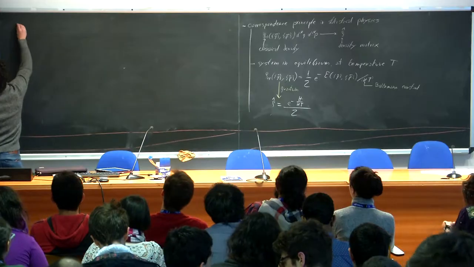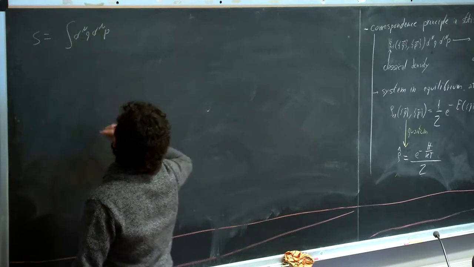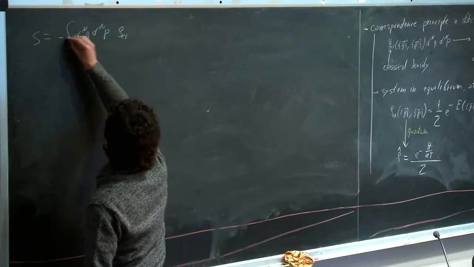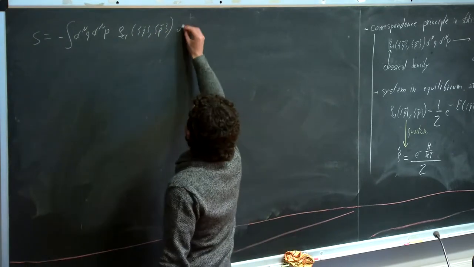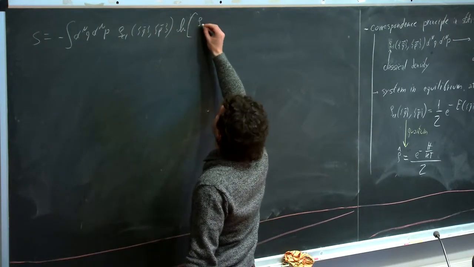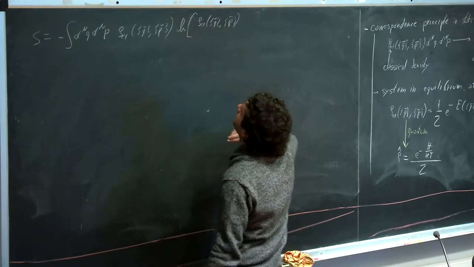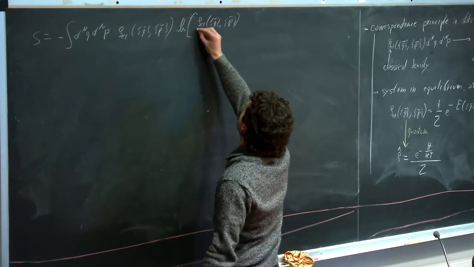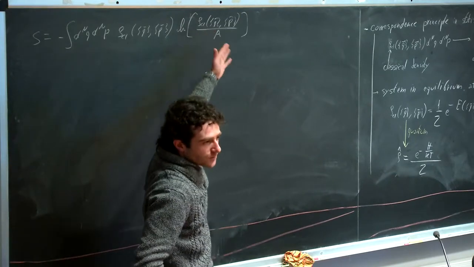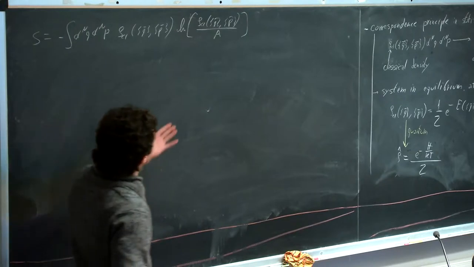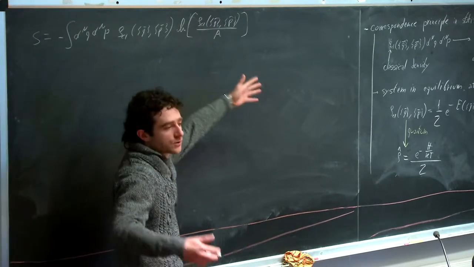So the classical expression is something like this for the entropy. It's equal to the integral over the phase space of the classical distribution rho classical of q, p, times the logarithm of rho classical of q, p. Over here, we should put something, let's put divided by some constant, because this is not adimensional. Inside the logarithm there should be something adimensional. And the fact that you have to put some constant here means that the entropy in classical statistical physics is defined up to an additive constant.